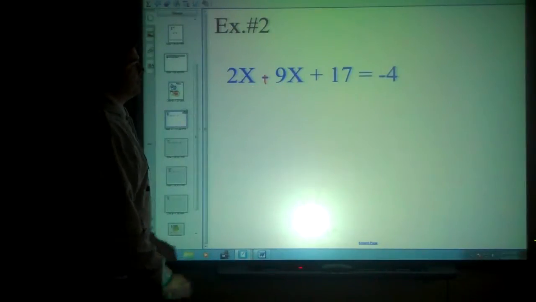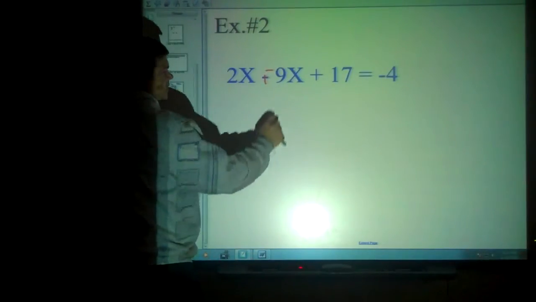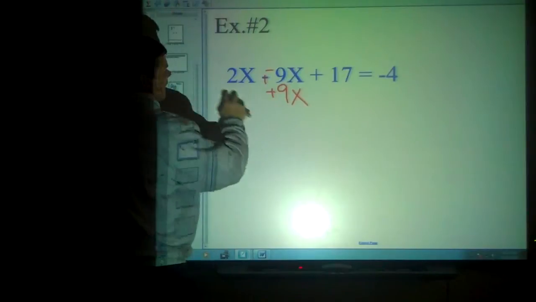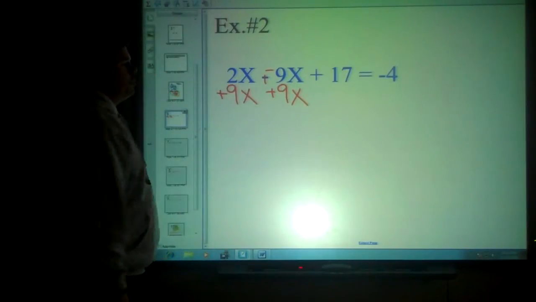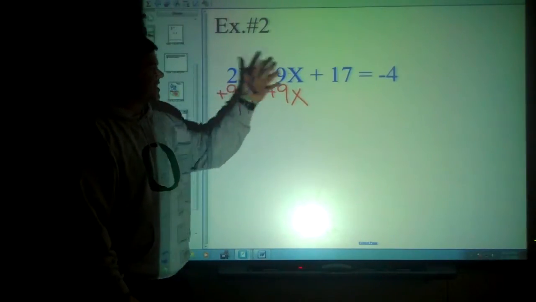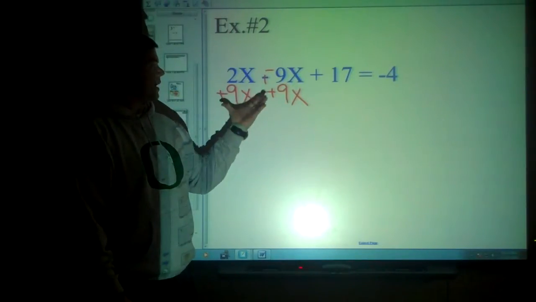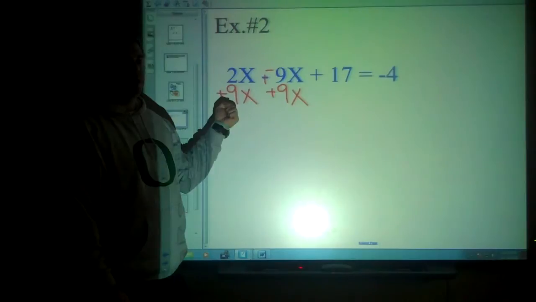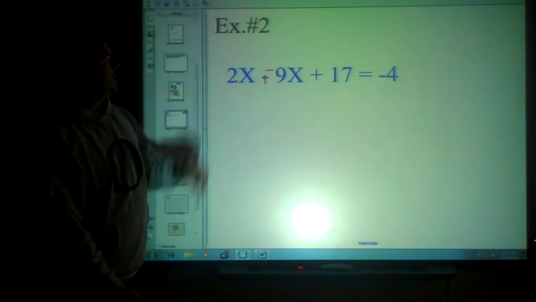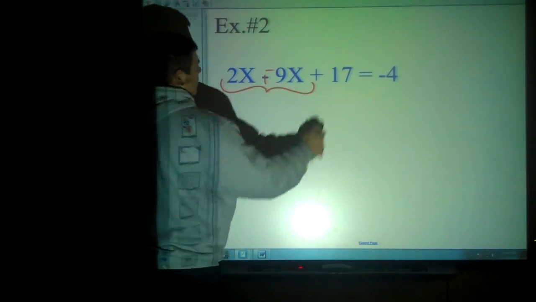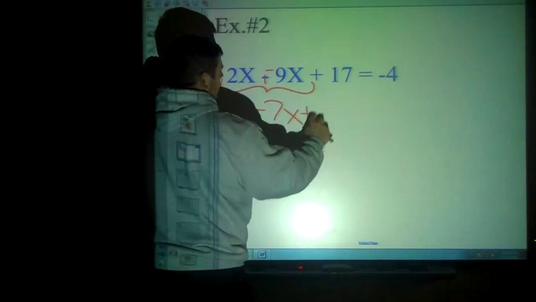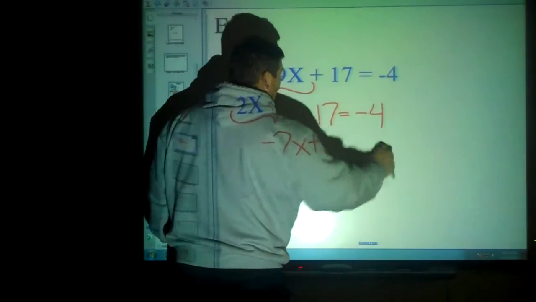Let me show you what a couple mistakes are that people make. Sometimes I see people add 9x here and add 9x here. That completely breaks the rules of what we do to one side of the equal sign we do to the other. We don't want to play the shuffling game with these two right now when we're putting them together. They're already on the same side, just combine them. So instead, we will add these two together and get negative 7x plus 17 equals negative 4.